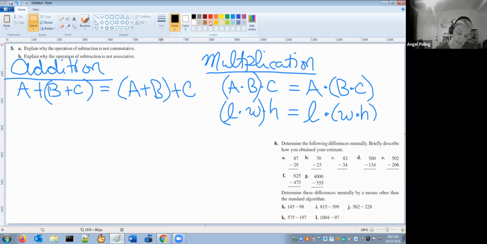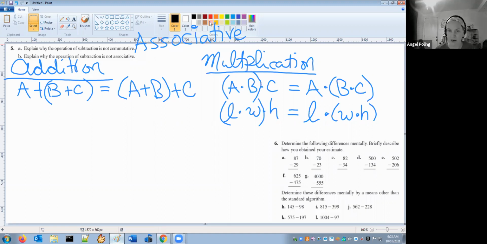So in multiplication, we have this version. In addition, we have this version. And in the blue, we have associative. And you're just associating the multiplication or addition with a different term. You're not physically moving it, right?